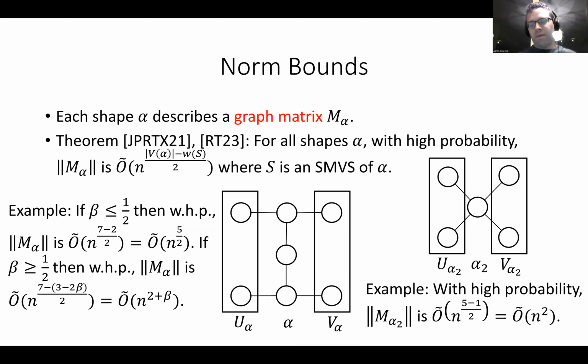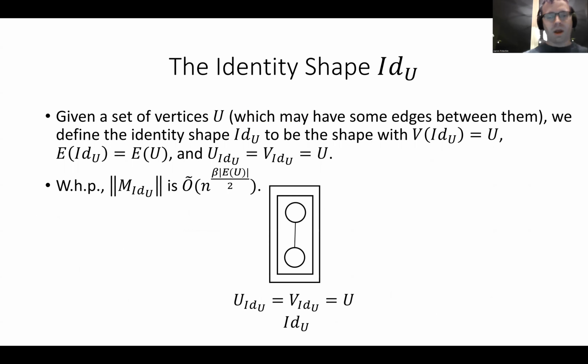As a second example, if we look at this shape on the right, here the SMVS is the vertex in the middle. So here, with high probability, the norm of M alpha 2 is O tilde of n to the (5 minus 1) over 2, which is O tilde of n squared.